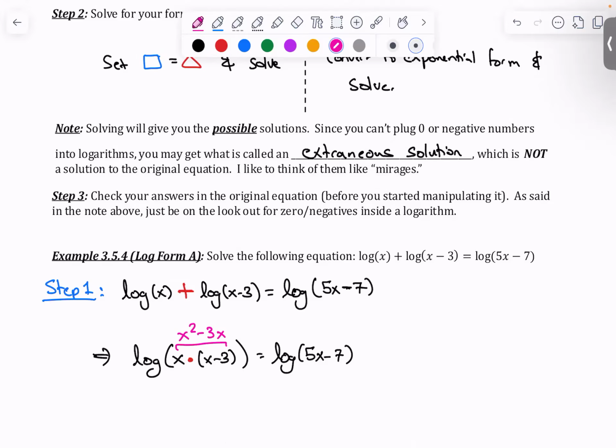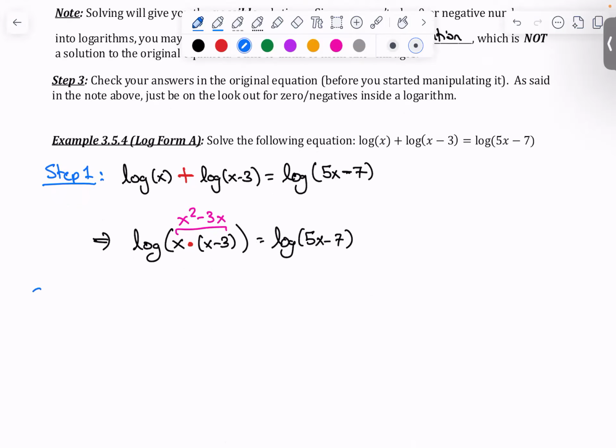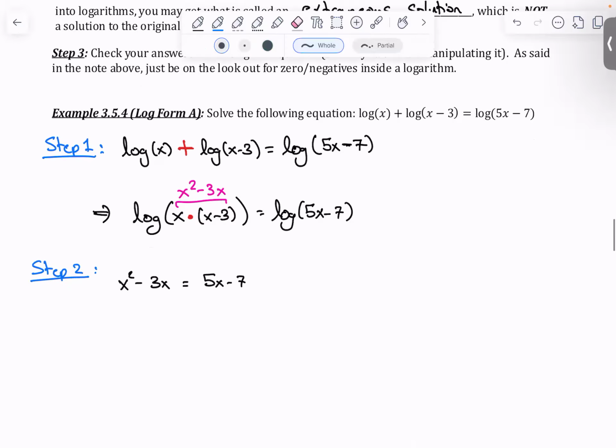So we'll set the insides equal to each other. So that's step 2. We have x squared minus 3x is equal to 5x minus 7. So that is a polynomial equation. In particular, it's a quadratic equation.